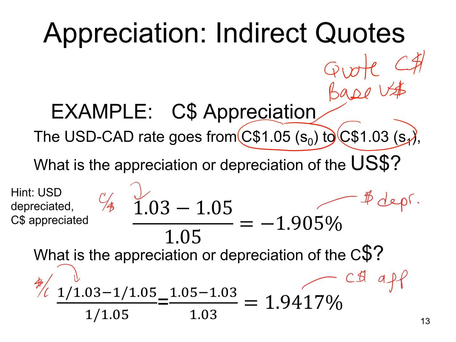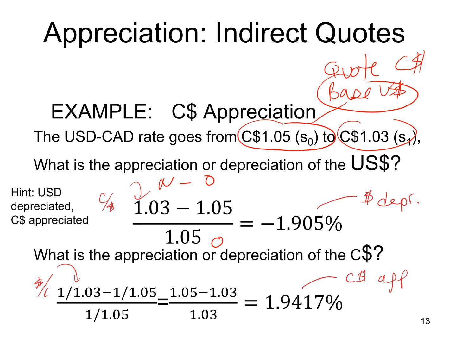So if I just do my new minus old over old formula, it's going to tell me what happened to the US dollar, negative 1.905%, 1.03 minus 1.05 over 1.05. However, usually Americans want to know what happens to the foreign exchange.